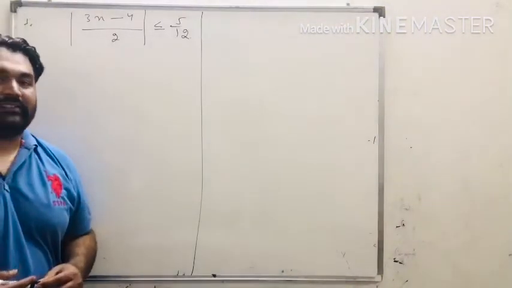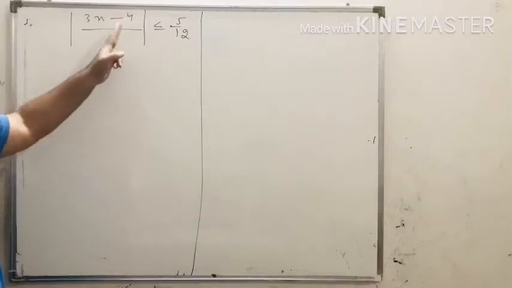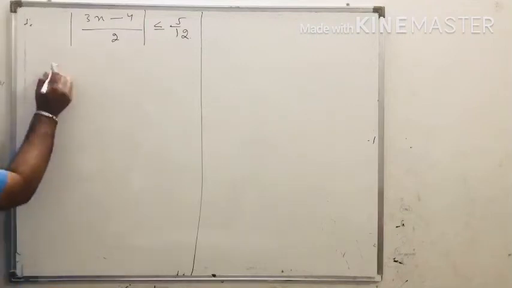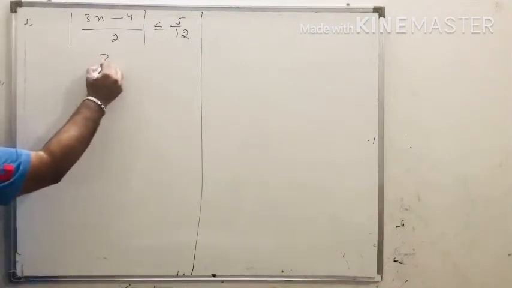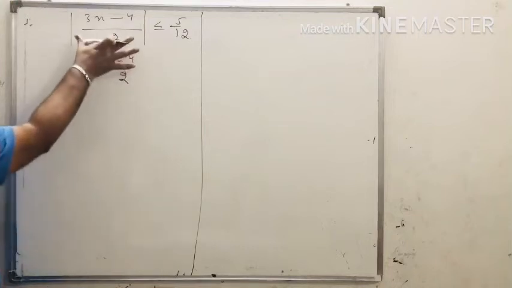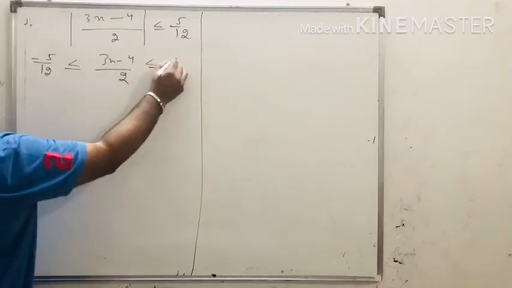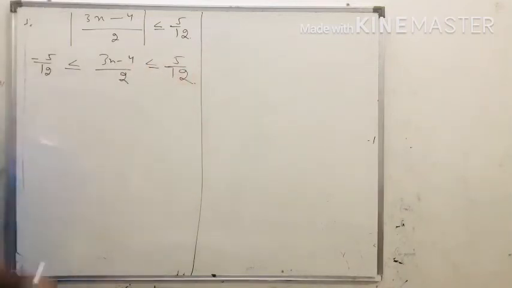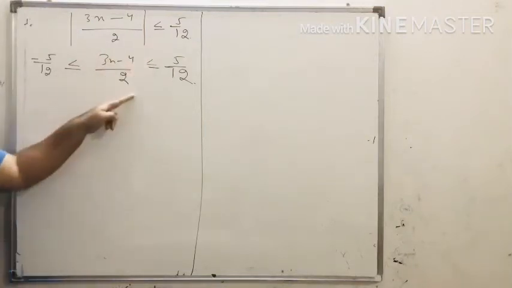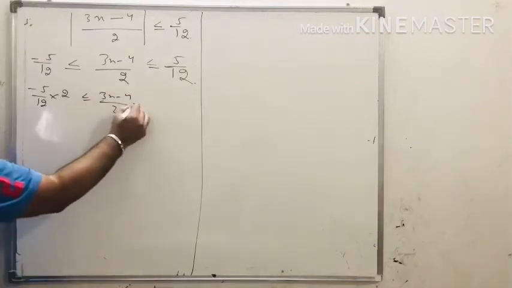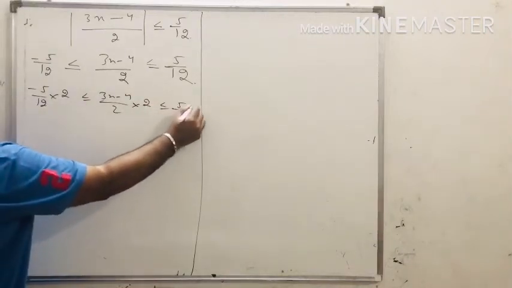So the next question is modulus of (3x minus 4) upon 2 less than or equal to 5 upon 12. Now the sign is less than or equal to. So it means (3x minus 4) upon 2 has value from minus 5 upon 12 to 5 upon 12. So how can we find the value of x? In this case, first of all we will multiply all the intervals by 2. So minus 5 upon 12 into 2, 3x minus 4 into 2, 5 upon 12 into 2.